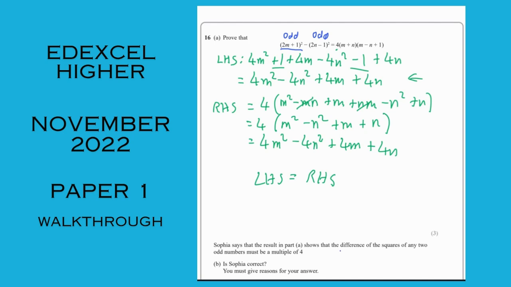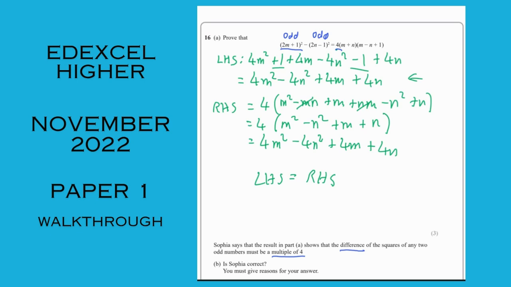Well, minusing is exactly what difference means. And so it has to be a multiple of 4. Well, look at the right-hand side. There's a 4 in front of it. So it doesn't matter whatever m and n are, you're going to get a multiple of 4.